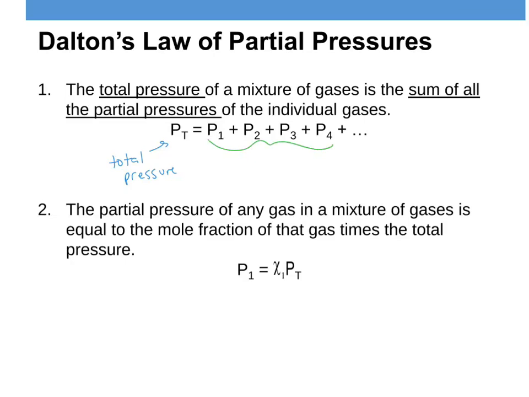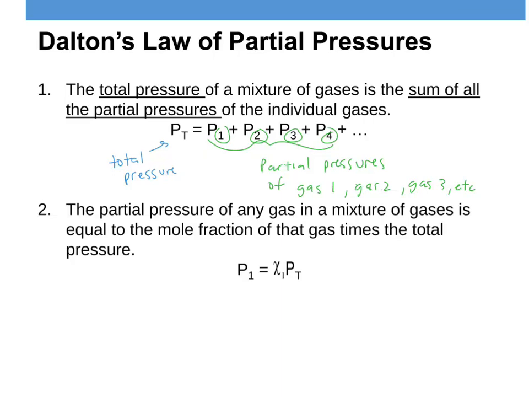I just stopped at 4, but if there were 3,000 gases in your mixture, you'd have 3,000 partial pressures. If there's only 2, you'd have only 2. So these are all the partial pressures of gas 1, of gas 2, of gas 3, etc. Right? All of the however many gases you have, you just add them all up. That's all that Dalton's law of partial pressures is. You're just going to add them all up.